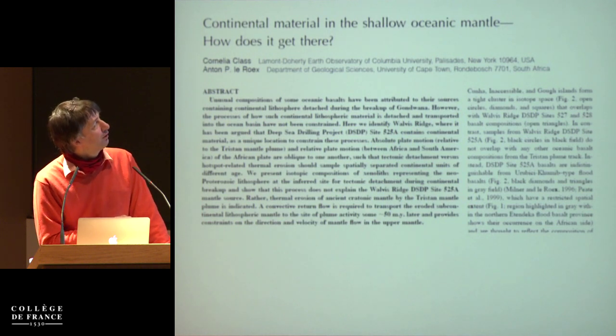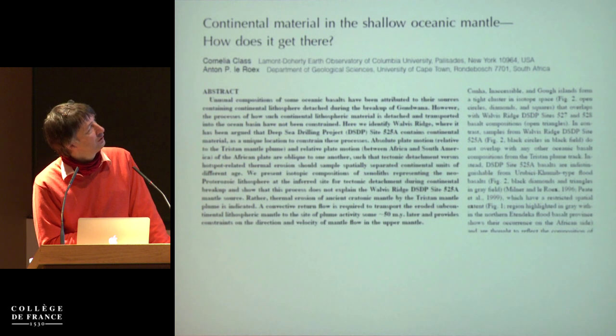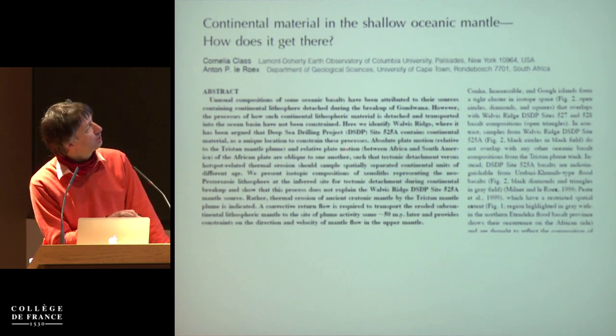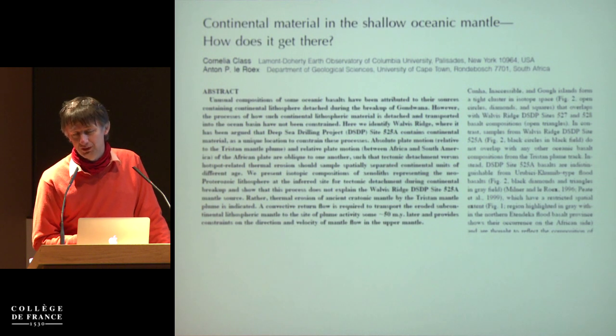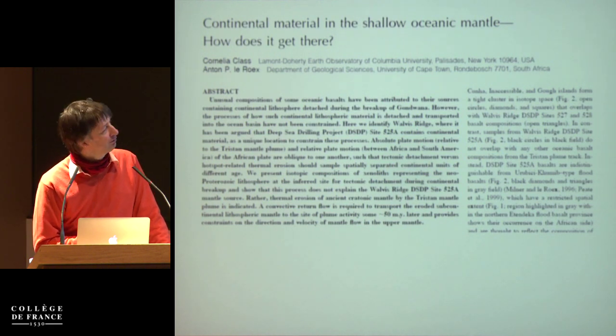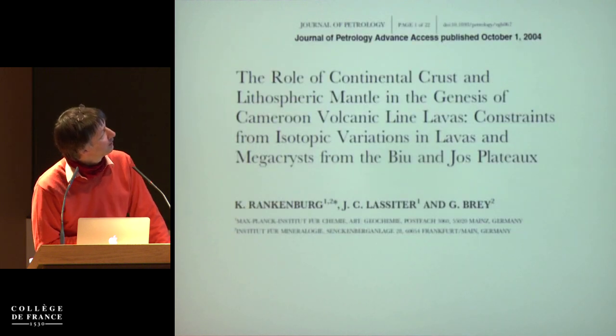And so this is just evidence that this layering exists. There are other reasons to argue for continental mantle in the oceanic mantle. There's petrology indicating that there is continental material in the shallow oceanic mantle, coming from oceanic basaltic lavas. And that's just another piece of evidence that there are continental fragments out there, and we need to explain them.